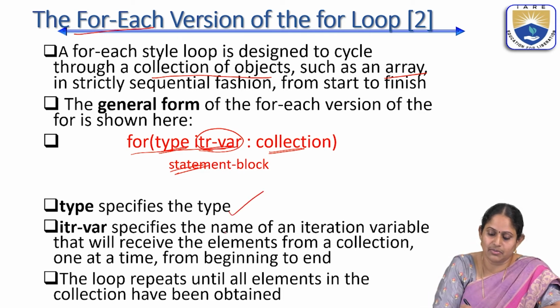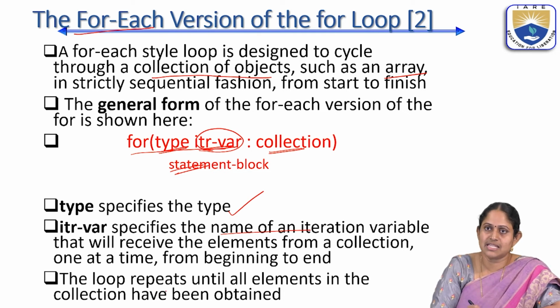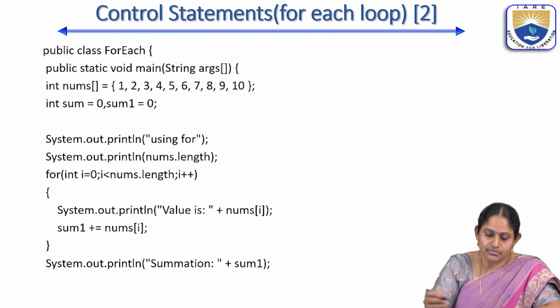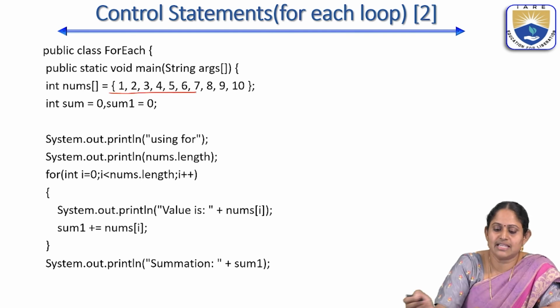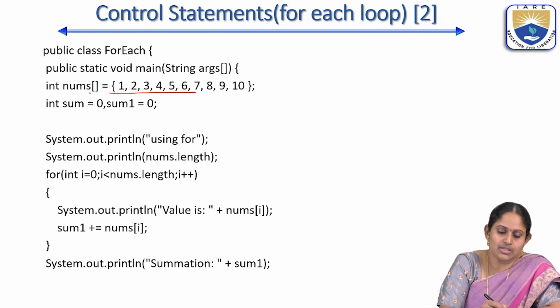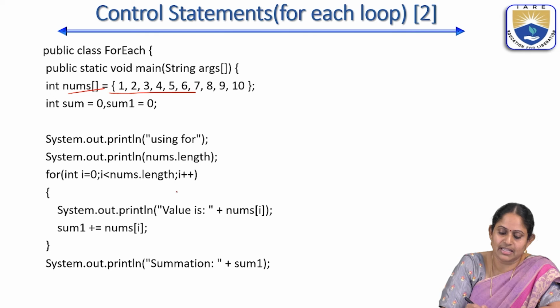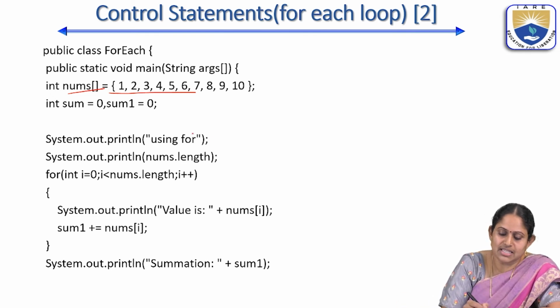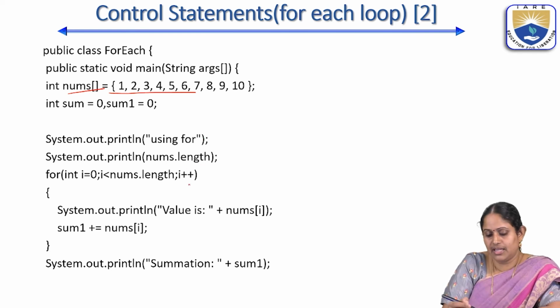This is the iteration variable, and this loop repeats until all the elements of the collection have been obtained. So this is an example. Here we are statically reading the values into the nums array. We are creating an array named nums, and into that we are storing 10 elements. And here we are finding the sum of the elements.